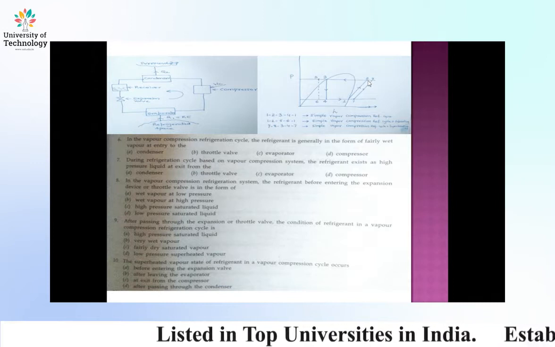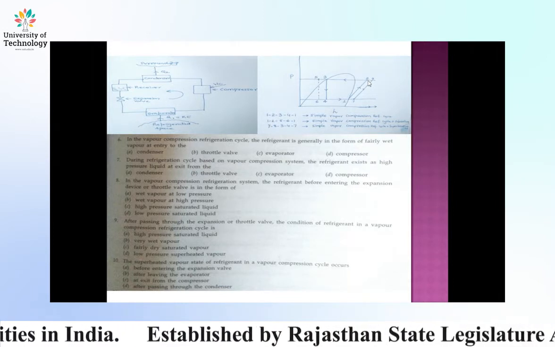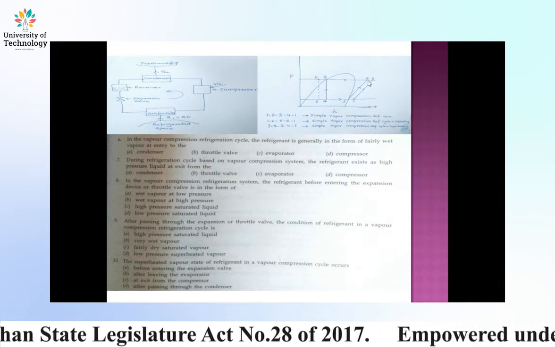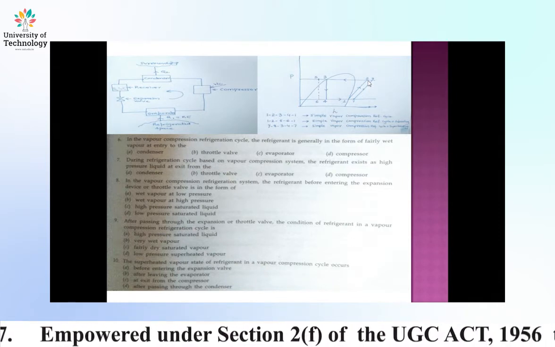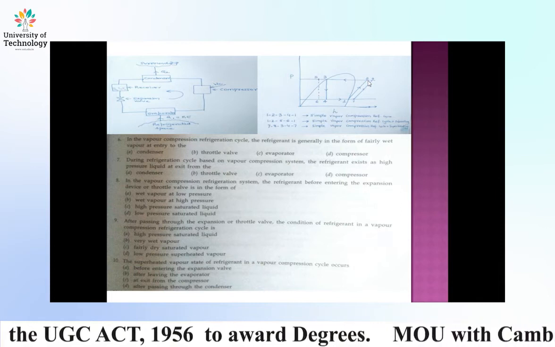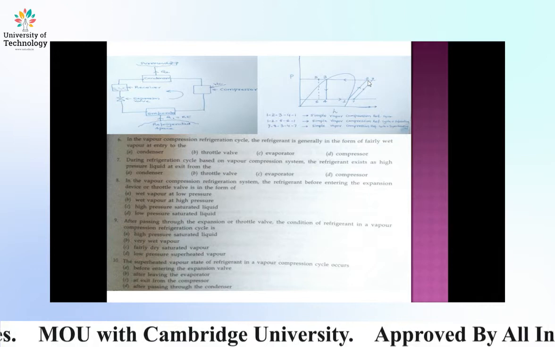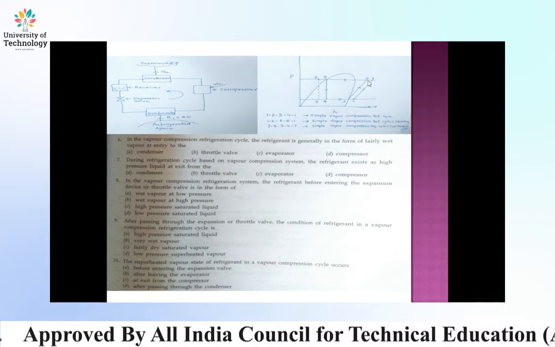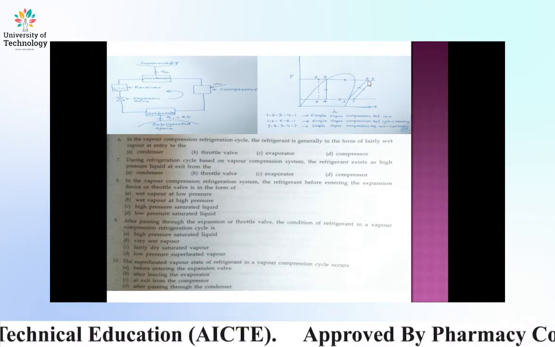So at the exit of compressor, the vapor is always available in the form of superheated condition. So option C is correct. The superheated vapor state of refrigerant is available at the exit of compression. Option C is correct for question 10.